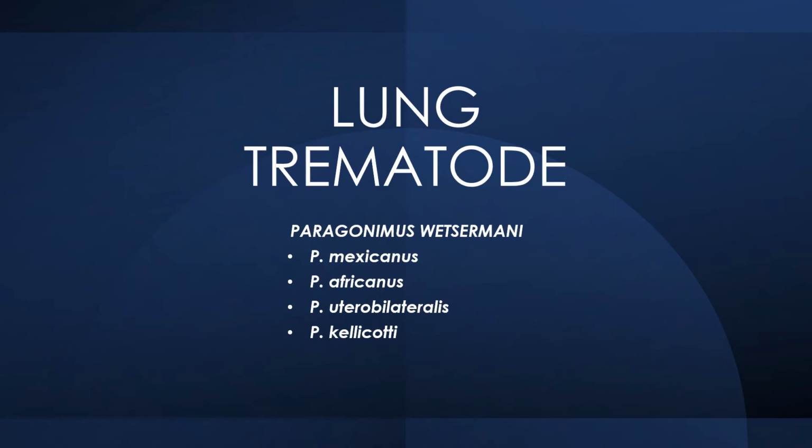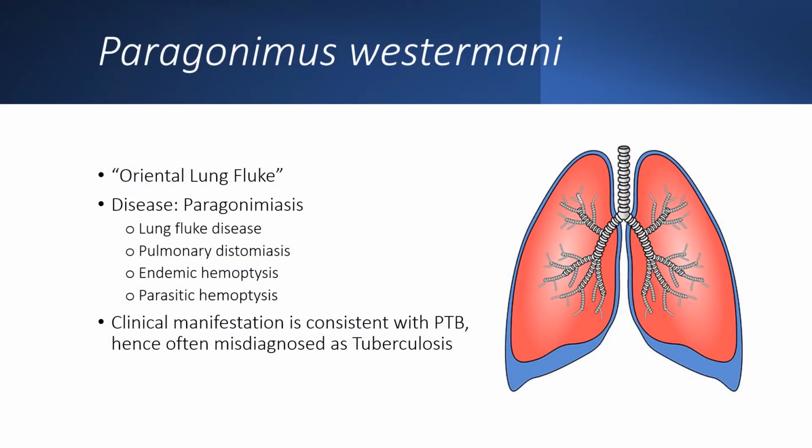So let's start. Your Paragonimus westermani is also known as your Oriental lung fluke. Its main habitat is that the adult worm lives in the parenchyma of the lungs. So affected ang aton nga lungs if you get infected with Paragonimus westermani. You will manifest with the clinical disease known as paragonimiasis. It is also known as lung fluke disease, pulmonary distomiasis, endemic hemoptysis, or parasitic hemoptysis.